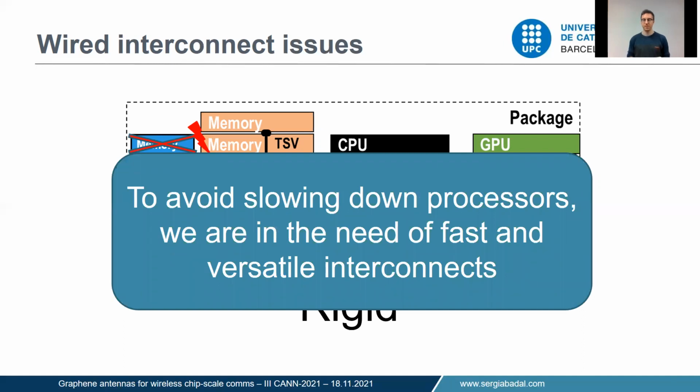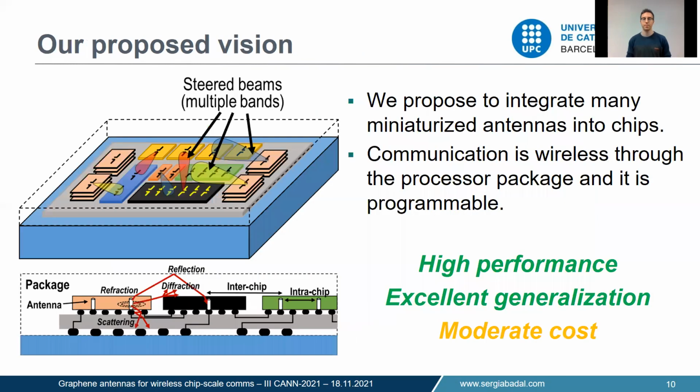So, reaching this point, we have accelerators, we have CPUs, we put them all together in heterogeneous systems, and wired interconnects are fine, but they are not the best. So there's a problem with interconnects. To avoid slowing down processors and the computation, we are in need of fast and versatile interconnects beyond what wired interconnects can offer.